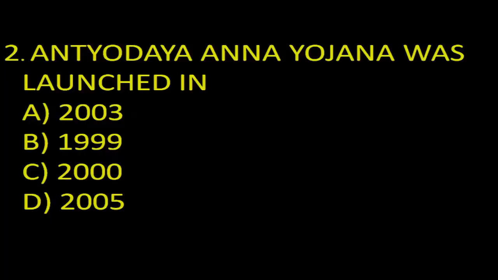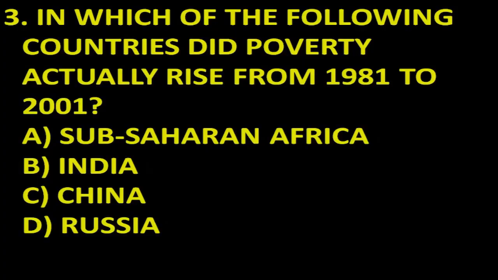Second question, Antodaya Anna Yojana was launched in which year? Is it 2003, 1999, 2000 or 2005? It is 1999. Third question, in which of the following countries did poverty actually rise from 1981 to 2001? Sub-Saharan Africa, India, China, Russia. The answer is Sub-Saharan Africa.